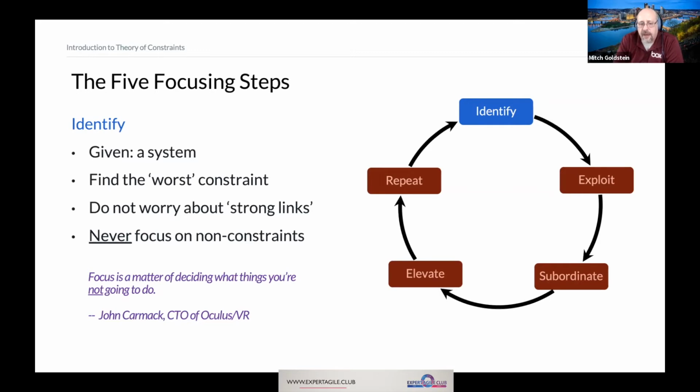As John Carmack, the CTO of Oculus, said, focus is a matter of deciding what things you're not going to do. It's very important not to squander time focusing on non-constraints.